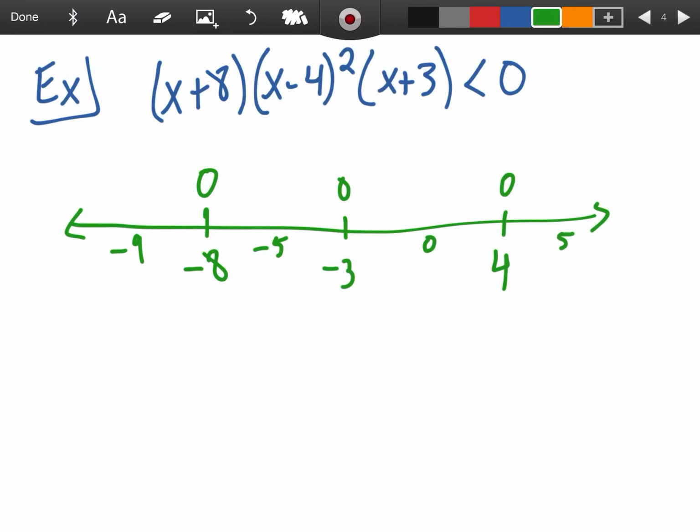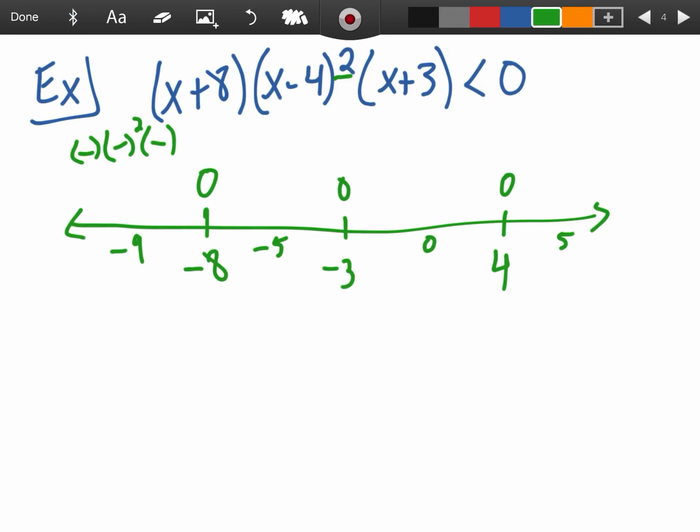If I take -9 and plug it in, I get -9 plus 8. That's a negative number. We don't really care about the actual number as much as we care about the sign. Plug in -9 minus 4 is negative, and that is squared, so I'll throw a squared there. Then -9 plus 3 is also negative. So now I have a negative times a negative squared, which of course is a positive, times another negative.